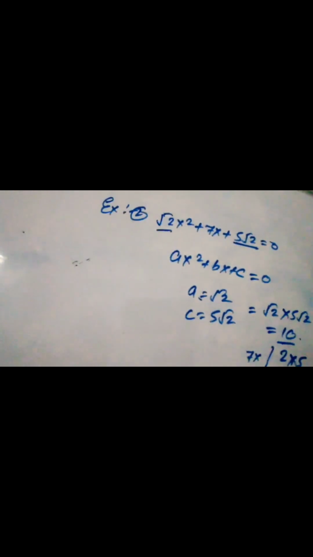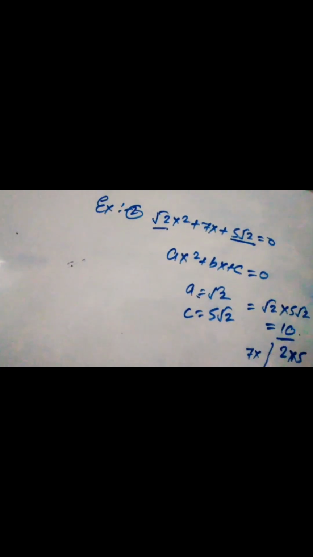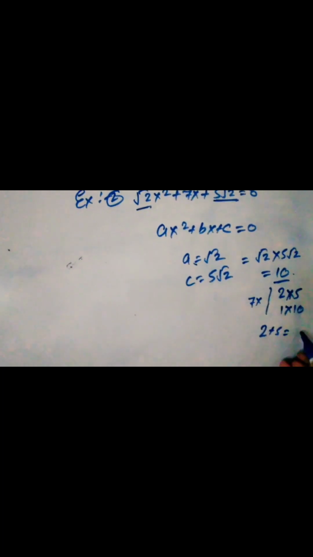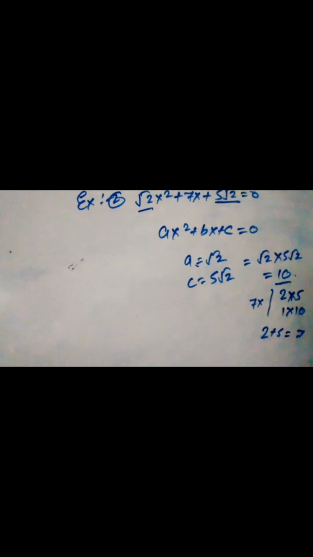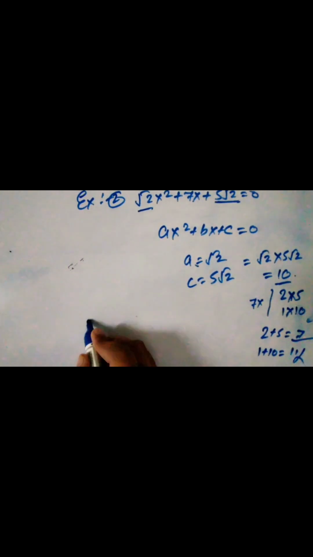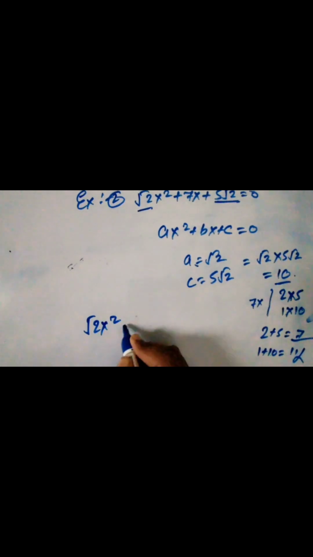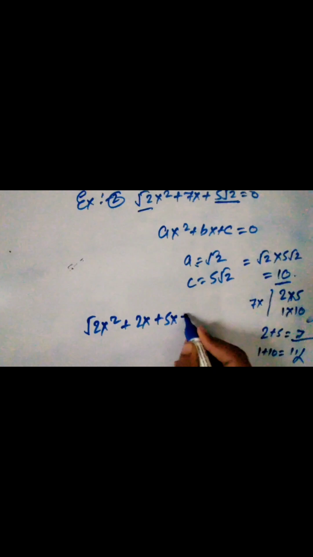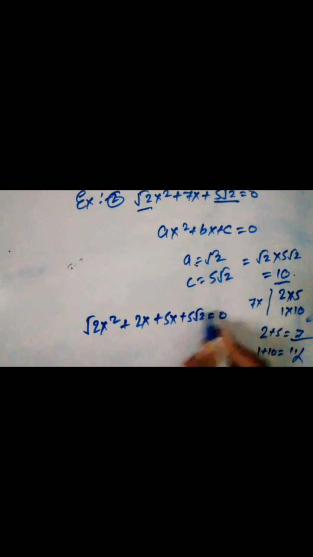Then you add 2 plus 5, then it comes 7. But if you add 1 plus 10, it comes 11. This is not valid, this is valid. Then the equation becomes root 2 x square plus 2x plus 5x plus 5 root 2 equals 0.